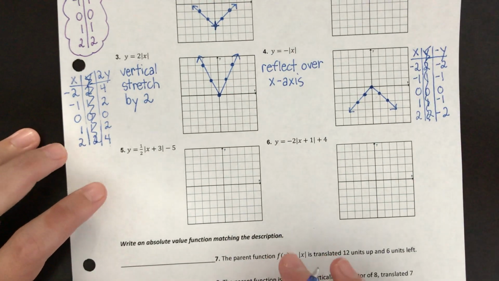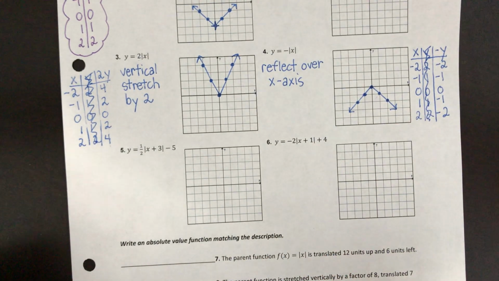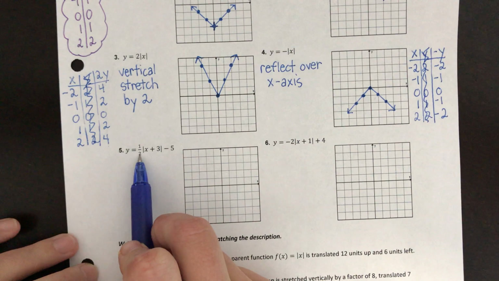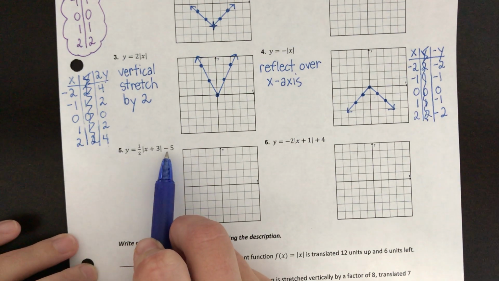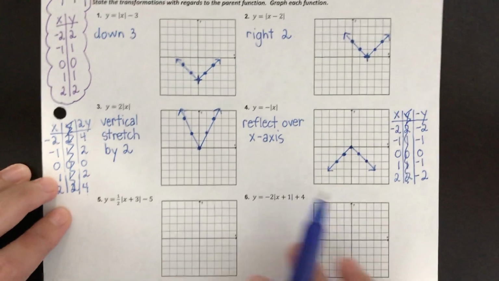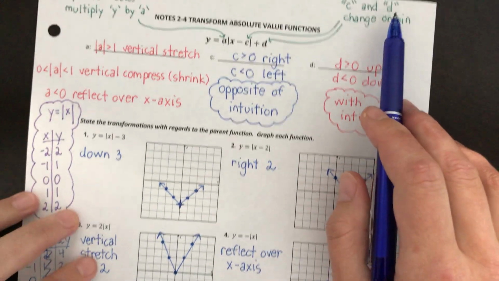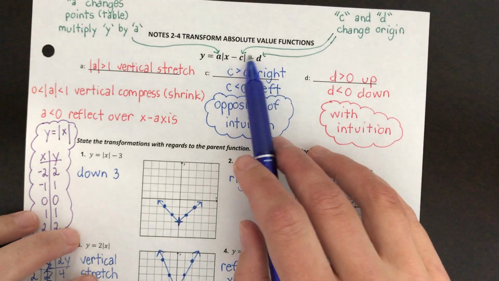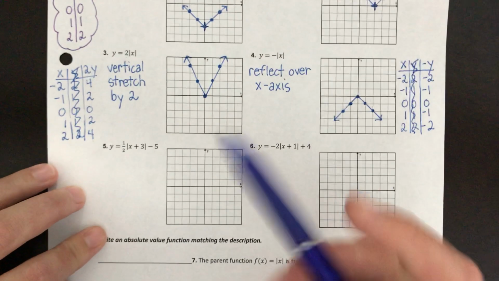Number 5. So number 5, we're starting to combine some things. We've got an a value here, a c value here, and a d value here. When we have lots of changes, we take care of the origin first. So we take care of c and d first. Let's move the origin first.